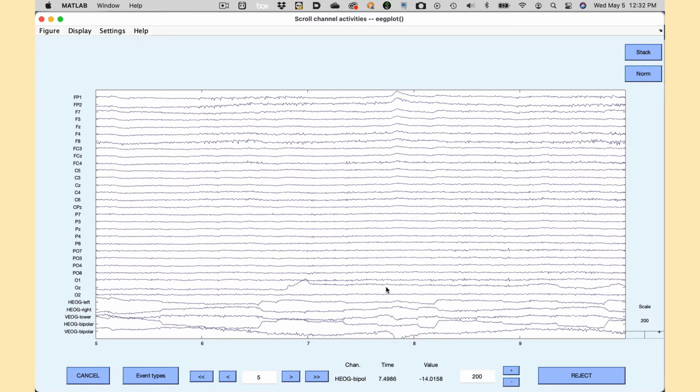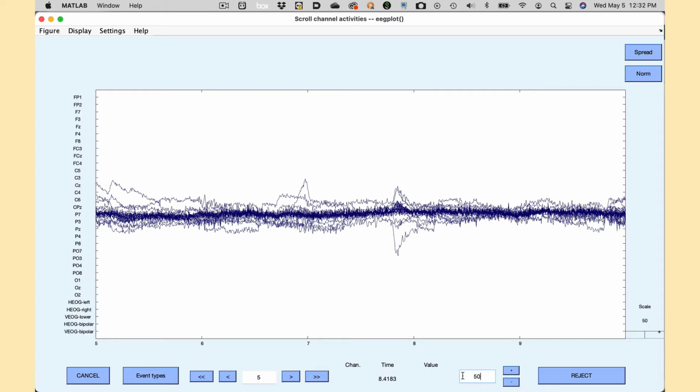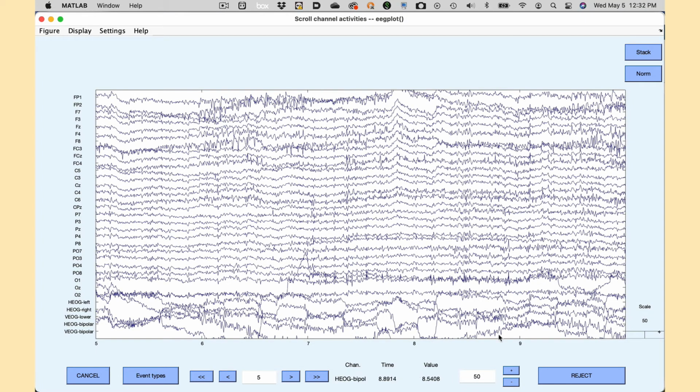Here's a little trick that makes it easier to see blinks. If you click the stack button, it puts all the waveforms on top of each other. Blinks really stand out because of the polarity reversal under versus over the eyes. Let's change the scale to 50 to see the blink better. Now you can get a better sense of its shape. Okay, let's click spread to go back to normal and set the vertical gain back to 200.